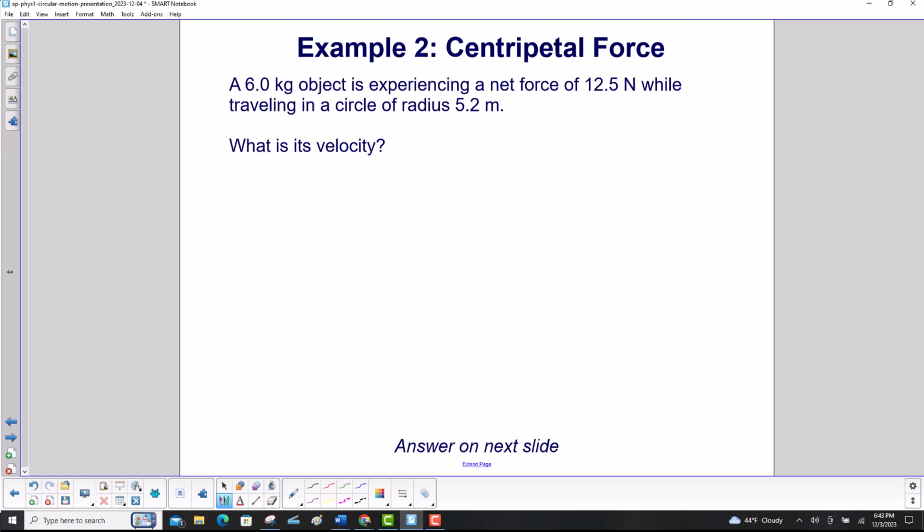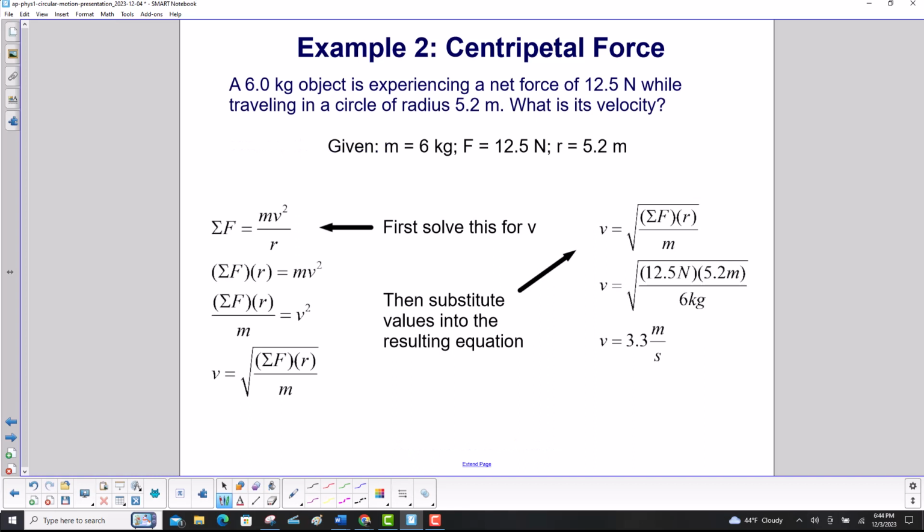A 6-kilogram object is experiencing a net force of 12.5 newtons while traveling in a circle of radius 5.2 meters. What is its velocity? We're assuming a centripetal force here because they're asking for one velocity. So here's our equation. Sum of the forces is mv squared over r. We have to solve that for v. Multiply both sides by r, then divide both sides by m, and then switch it around and take the square root of both sides. So we get the velocity is the square root of the force times the radius over the mass.